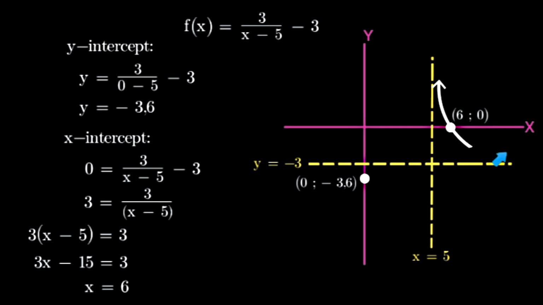And there is our first part of our hyperbola, and there's the second part of our hyperbola. And that is basically all there is to it. And remember, a hyperbola can never cross the asymptotes, and that's why they will always be in this shape. They move towards the two asymptotes.